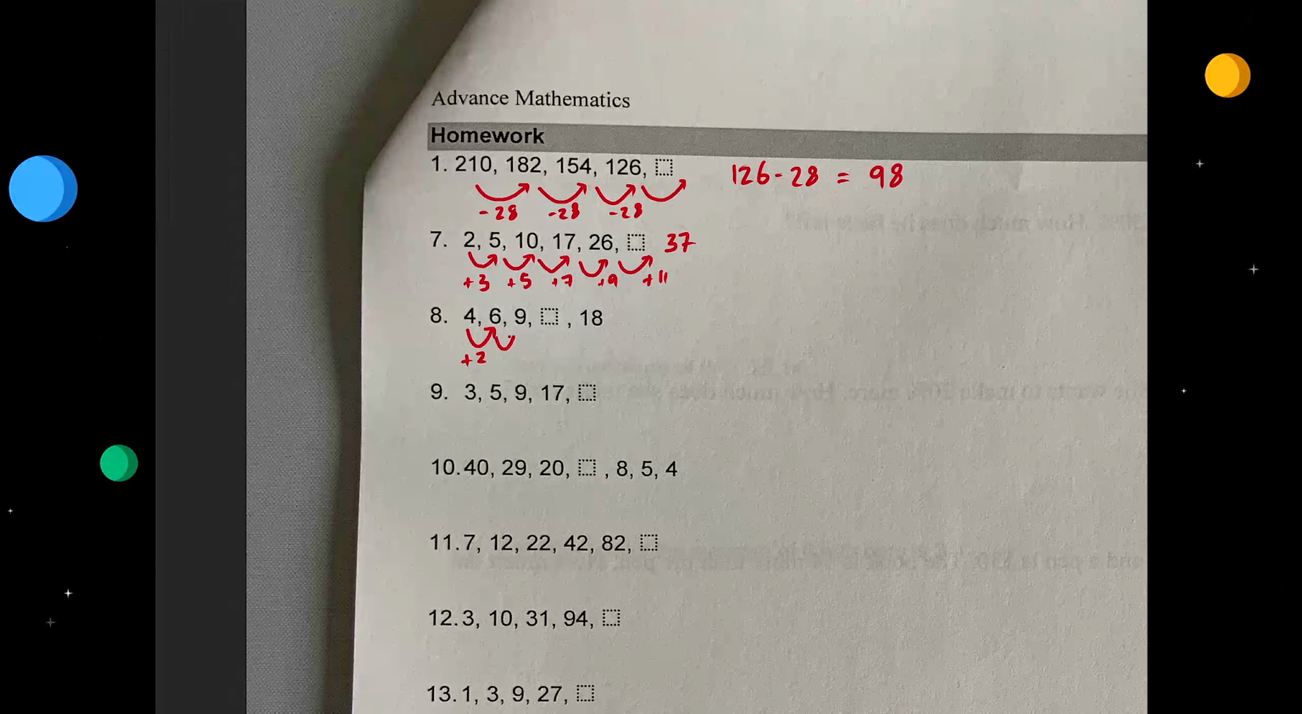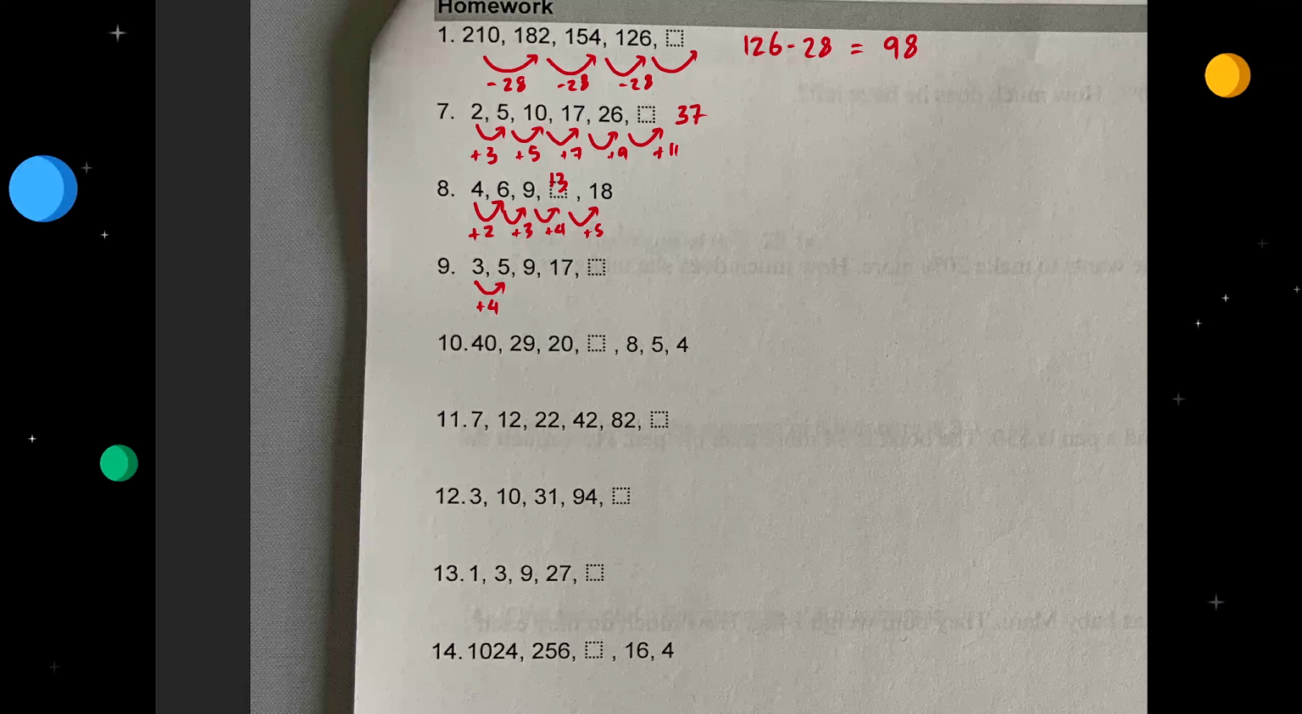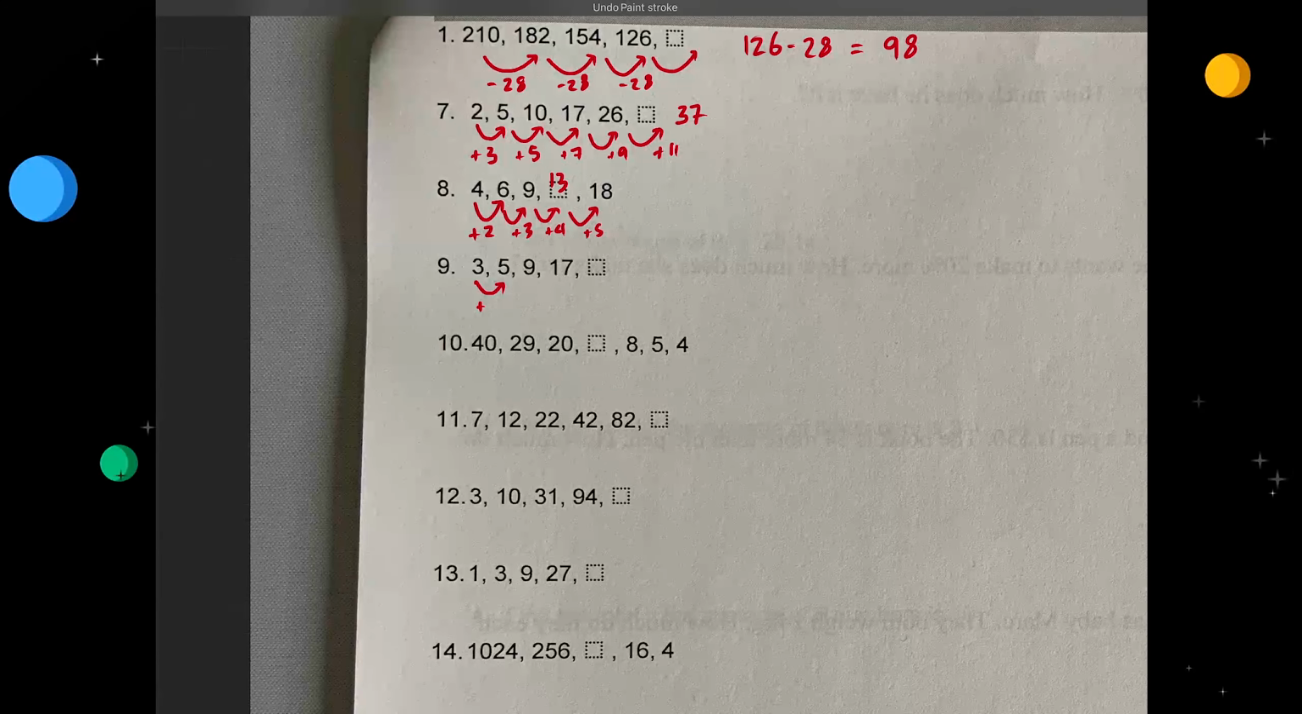And next one is plus 4. No, that's not right. Plus 2. And then plus 4. And then plus 8. And you can see the pattern is going up by 2, 4, 8. Each number is double the last one. So 4 is double of 2. 8 is double of 4, and the next one should be 16. 16 should be double of 8. So you add 16, you're going to get 23.